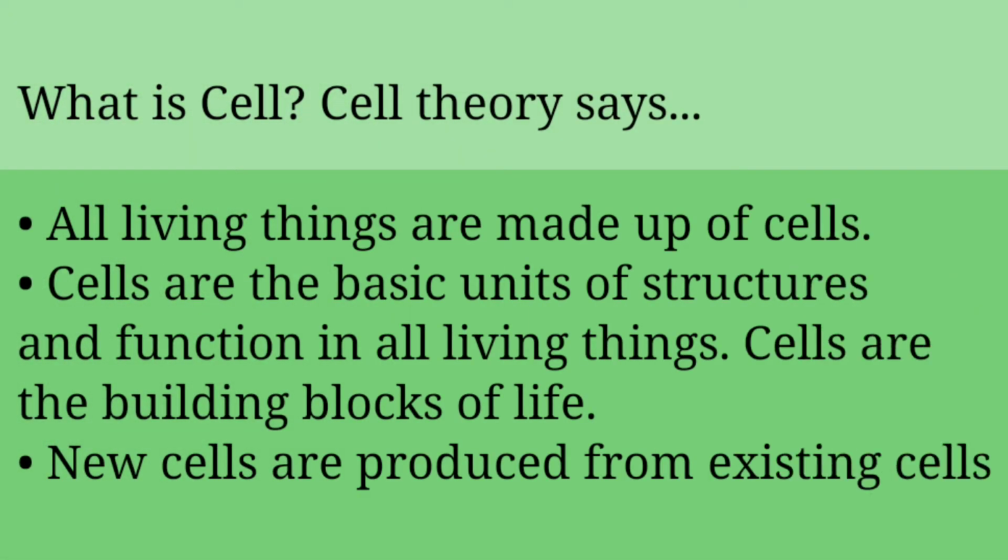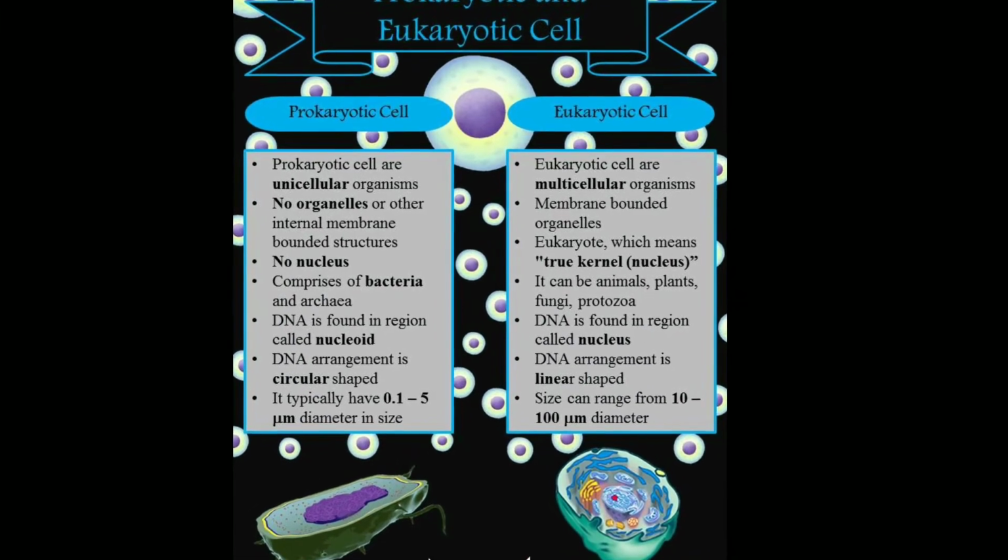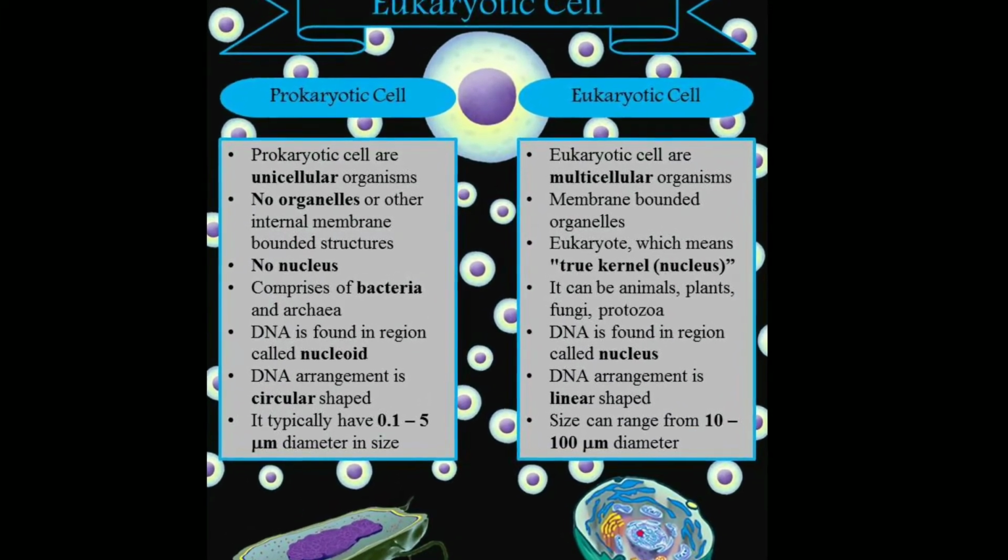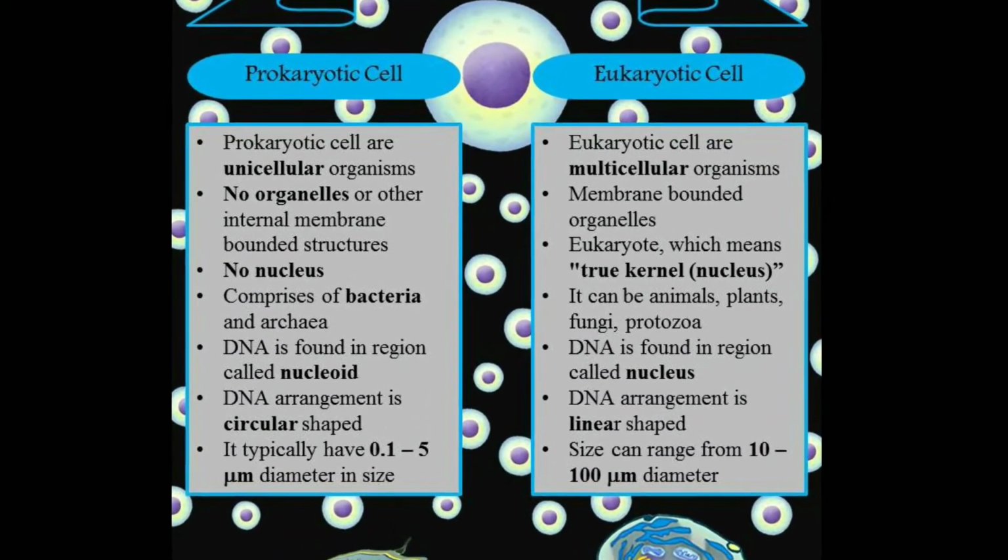What is a cell? Cell theory says all living things are made up of cells. Cells are the basic units of structure and function in all living things. Basically, cells are the building blocks of life. New cells are produced from existing cells. There are two types of cells, the prokaryotic cell and the eukaryotic cell.